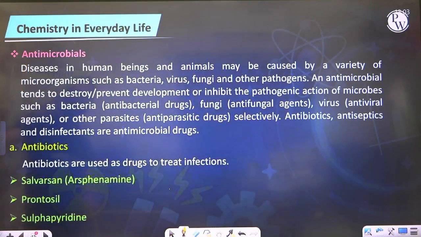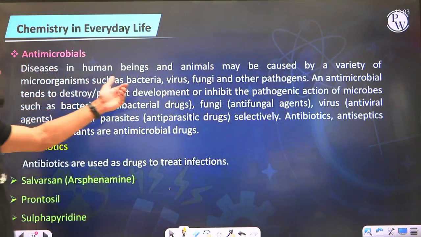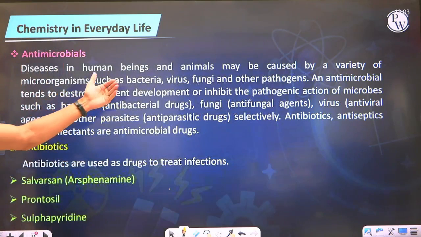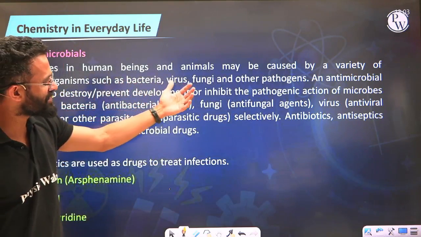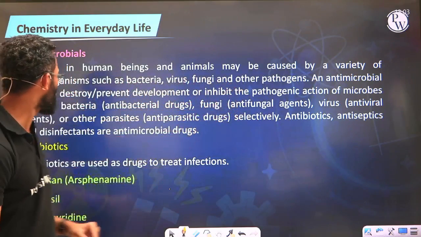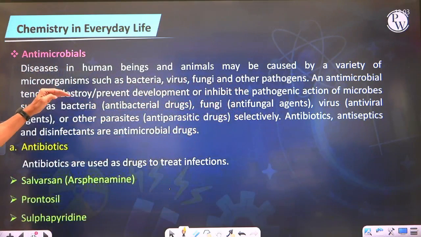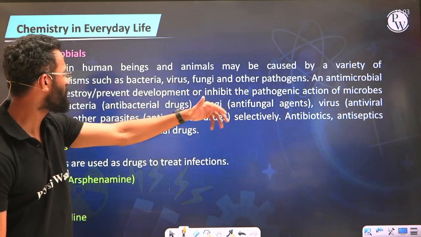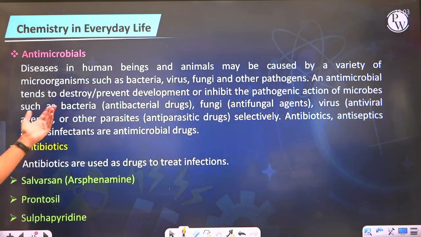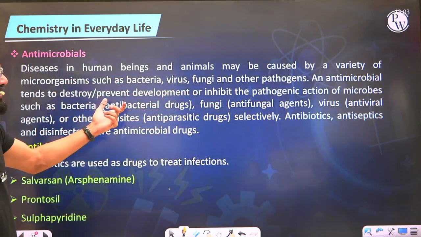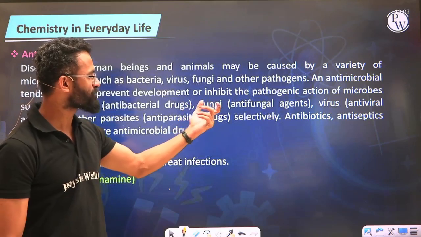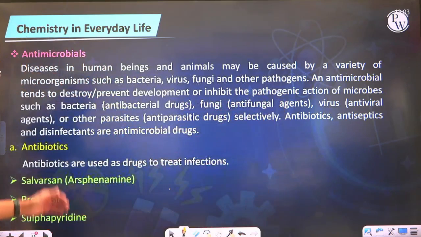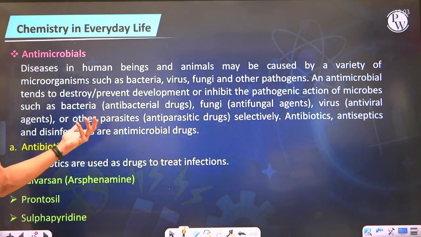So yes, disease in human beings and animals may be caused by varieties of microorganisms such as bacteria, virus, fungi, and other pathogens. An antimicrobial tends to destroy or prevent the growth or inhibit the pathogenic action of microbes, such as for treatment of bacteria we use antibacterial agents, to treat fungus we use antifungal agents, to treat virus we use antiviral agents, and for other parasites selectively.